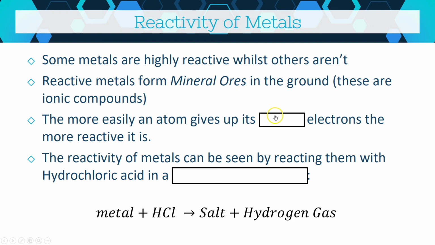Now, the more easily an atom gives up its valence electrons is actually what dictates how reactive it is. If it gives up those valence electrons really easily, it's really reactive. If it holds onto them and doesn't give them up very easily, then it's not as reactive.